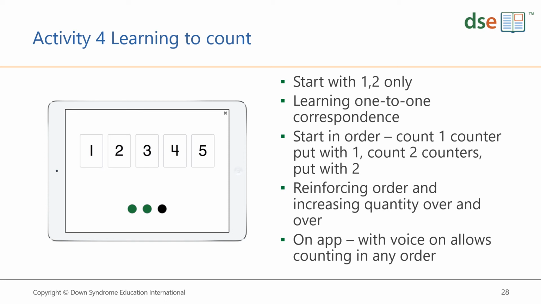Now on the app, when children start to learn to count, they are going to count probably from left to right, 1, 2, 3. But in fact, of course, you can count a set of objects in any order, provided you only count each item once, you don't miss anything. And on the app, when you turn the voice on, it allows that to happen. So if the child touches the counters in any order, it'll still say 1, 2, 3. So you can count them backward. You could touch them in any order, and you'll still end up with the right quantity, the right final count number.